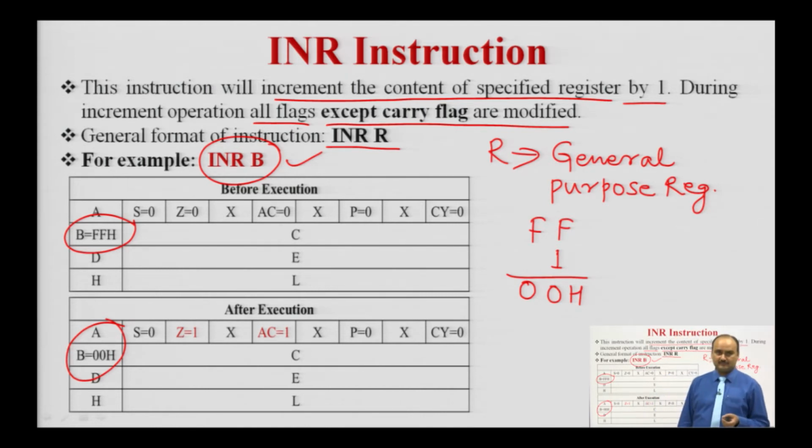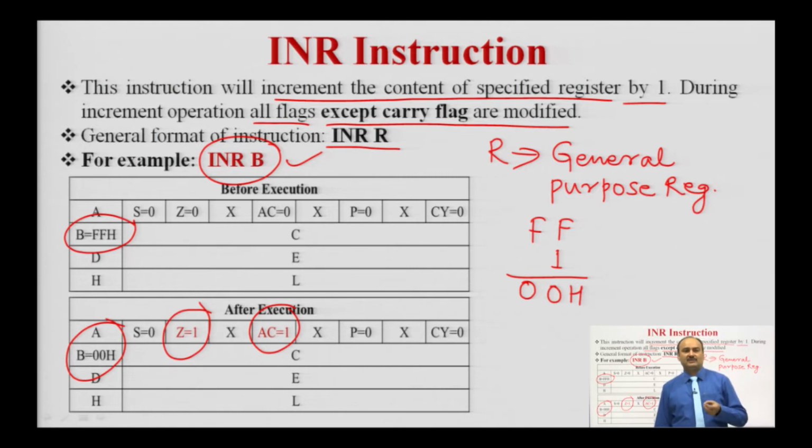Since the result consists of all 0s, the zero flag is set to 1 to reflect the result of the operation. The auxiliary carry flag is set to 1 because there is a carry from the D3 position to the D4 position, or the number in the lower nibble is greater than 9. The carry flag is reset because the capacity of B register is to hold an 8-bit number only.